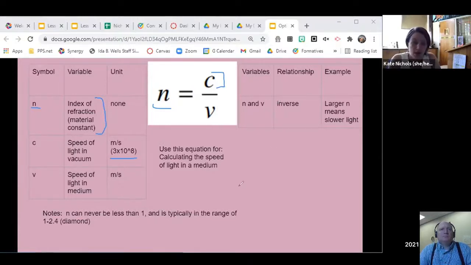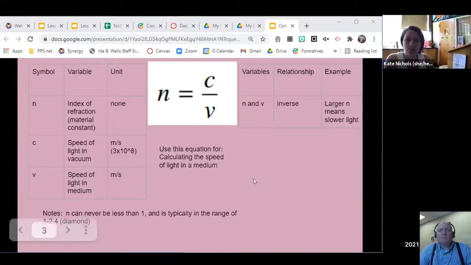And a note just at the bottom, N can never be less than 1, because that would mean that material will be faster than the speed of light in vacuum. And one of the fundamental tenets of physics is that's the fastest light can ever move. And so the typical range on typical naturally occurring elements is from 1, which is air. Air is just slightly more than 1. It's almost a vacuum, but not quite, but we assume it's the same as a vacuum. Up to 2.4, which is diamond. And so the speed of light in diamond would be the slowest in any naturally occurring substance.